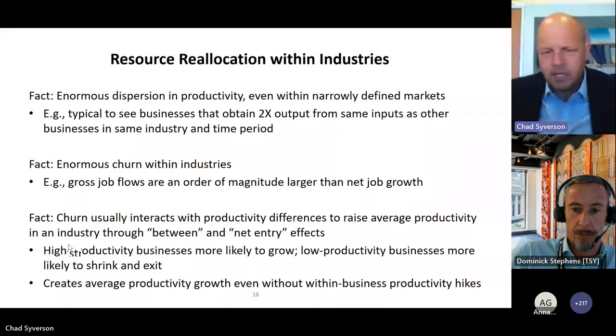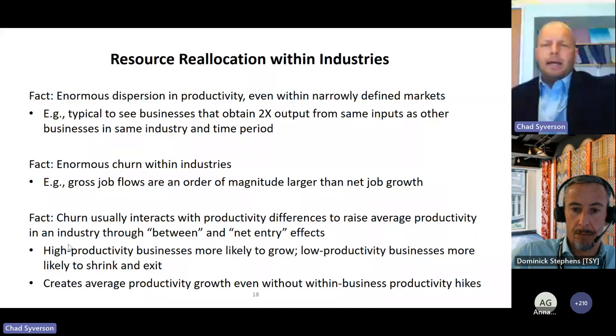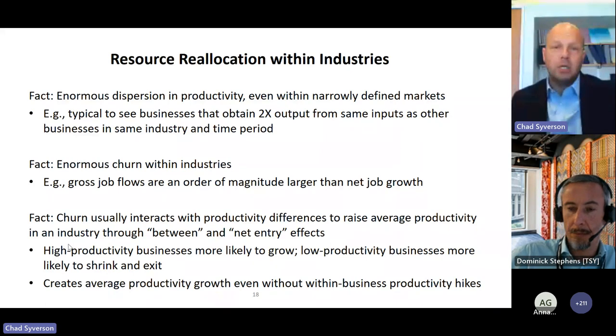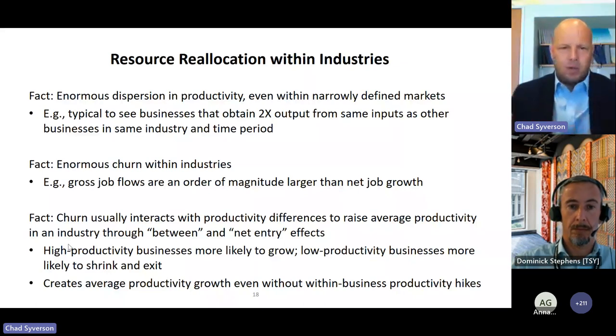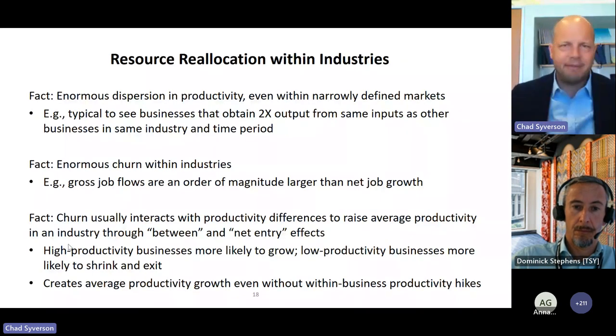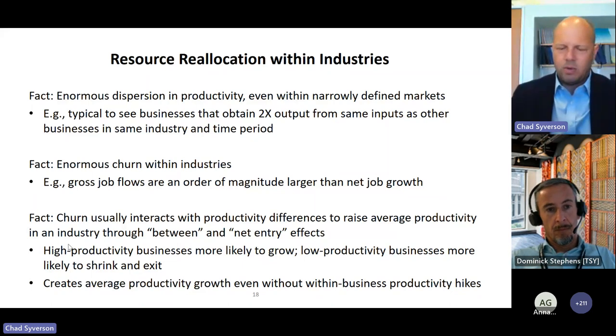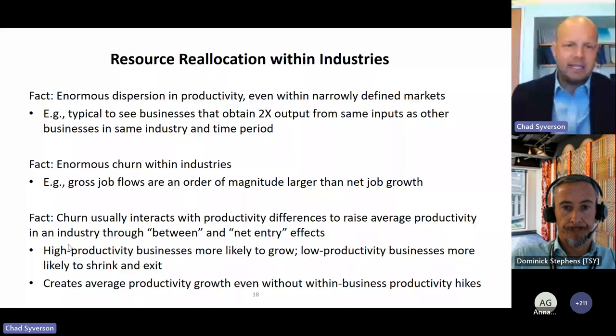Okay, so let me focus a little bit more on this between mechanism, this resource reallocation within industries. This notion that the market will steer more activity towards more efficient producers. All right, so what do we know about differences in productivity and how markets react to that over time? Well, one fact, and this has been shown in hundreds of industries, time periods, and countries, it's just a ubiquitous fact, is that in basically any market you look at, there's going to be enormous dispersion in productivity amongst the businesses that operate in that market, even within what you might think are quite narrowly defined markets.